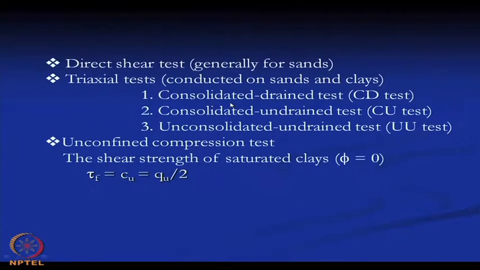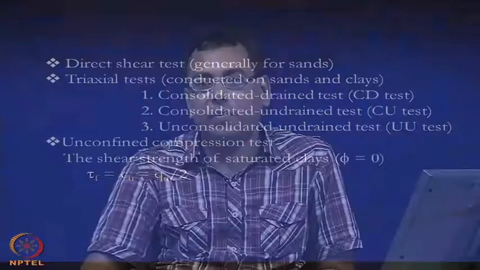Now, C and phi are the strength properties of the soil. These two parameters are very important for foundation design, for the foundation bearing capacity design. How much load a foundation can carry can be determined based on these two parameters.